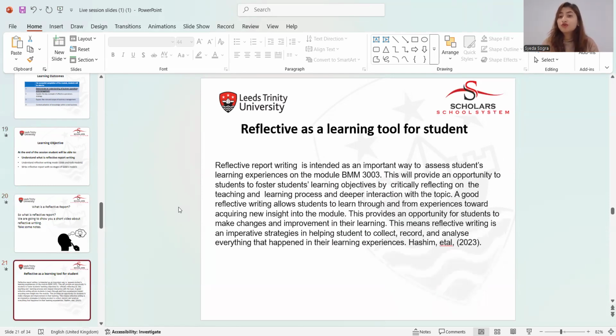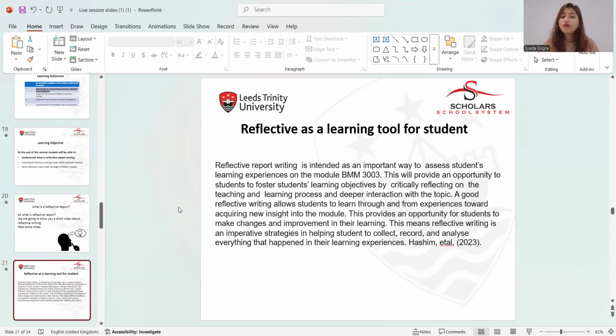Reflective writing as a learning tool for a student. Reflective report writing is intended as an important way to assess students' learning experience on the module BMM 3003. This will provide an opportunity for students to foster their learning objectives, to critically reflect on the teaching and learning process, and build a deeper interaction with the topic.